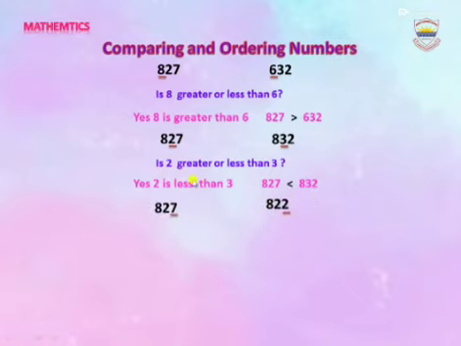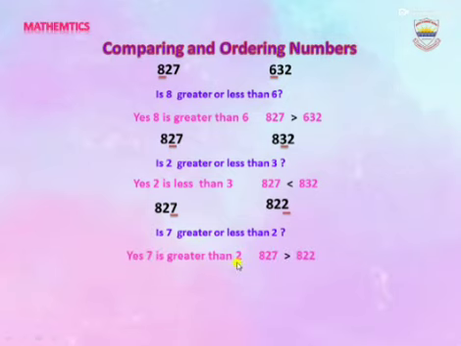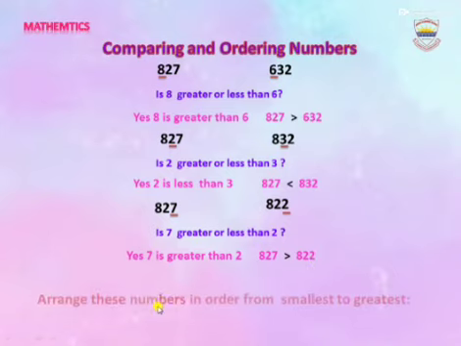Now compare 827 and 822. We change the tens numbers in 2. Is 7 greater or less than 2? Yes, you got it. Clearly, 7 is greater than 2. It means 827 is greater than 822.